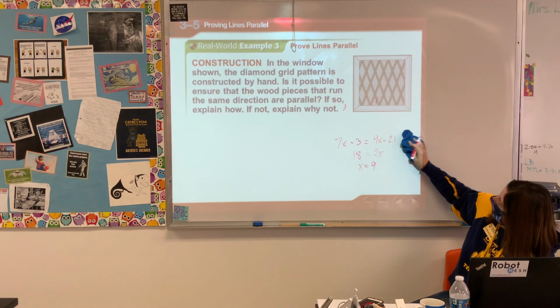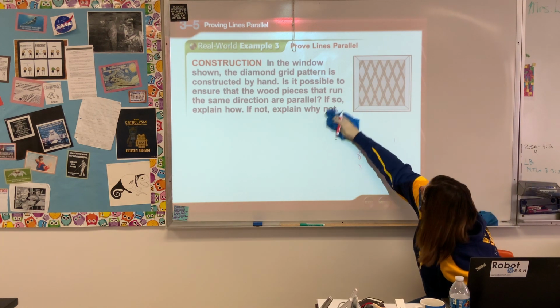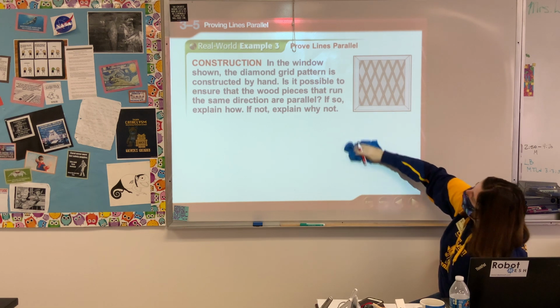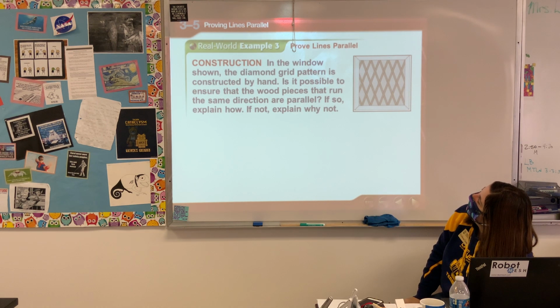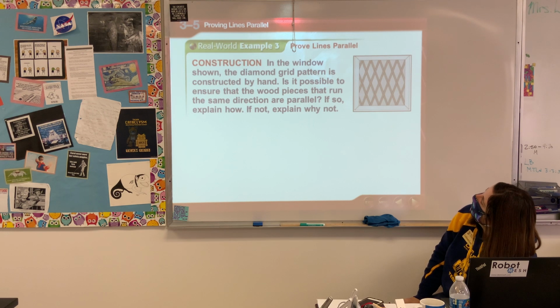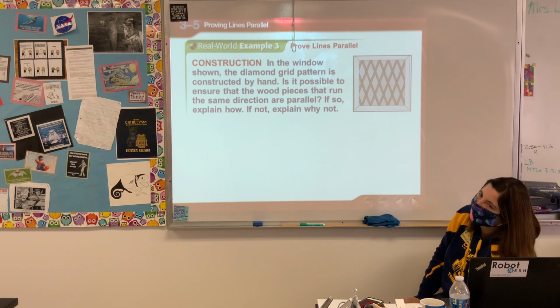Okay, and we're at the very end. This is our last problem. It says, in the window shown, the diamond grid pattern is constructed by hand. Is it possible to ensure that the wood pieces that run in the same direction are parallel? If so, explain. If not, explain why not. Can we tell if these things are parallel? What would we need to do to determine that?